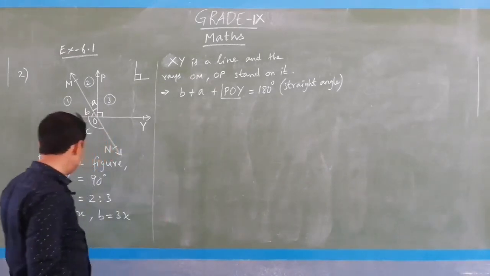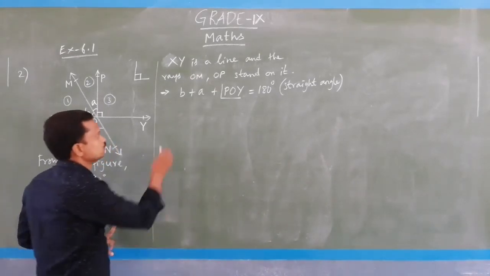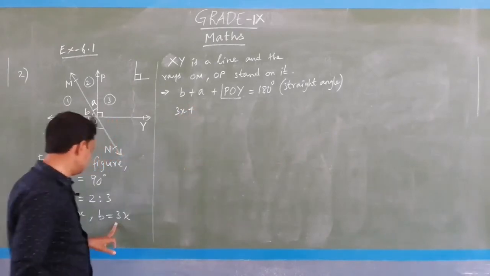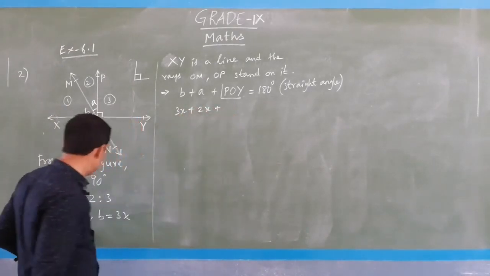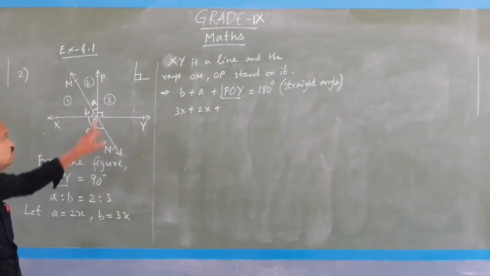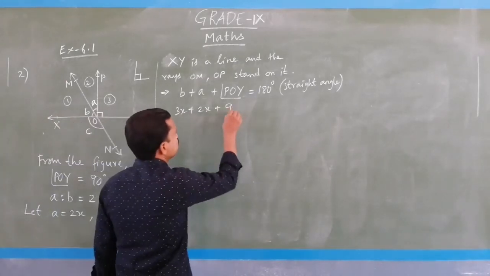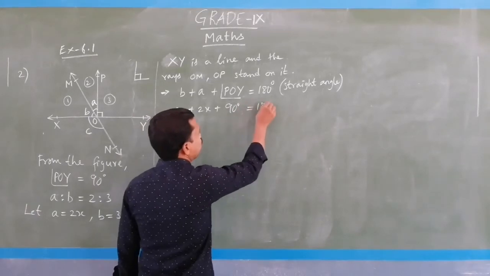What is B? 3x. And what is A? 2x. Plus, and what is POY? 90 degrees. From the figure you can get it. This 90 degrees is equal to 180 degrees.